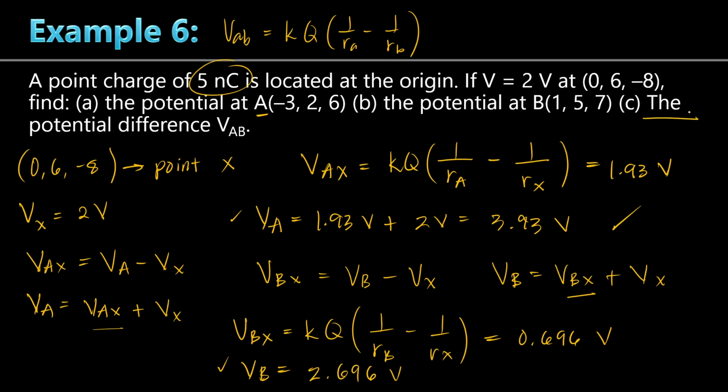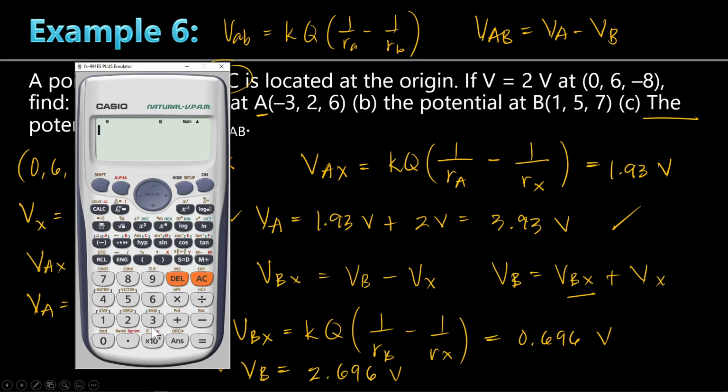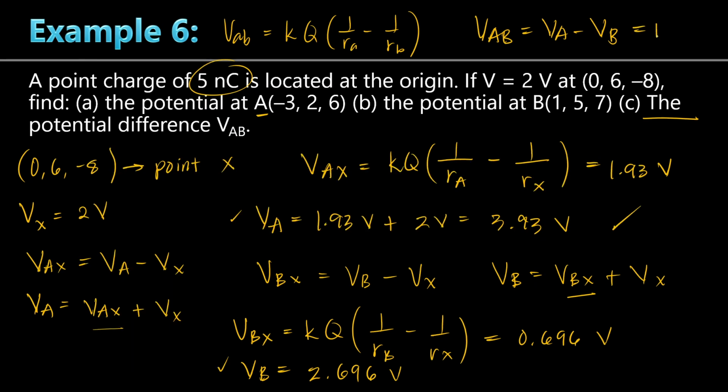And yung huling tanong, ano daw ang potential difference na VAB? Madali lang din yan. Yung VAB, equal lang siya sa VA minus VB. Diba? So, meron na tayong na-compute na VA, meron na tayong na-compute na VB. So, 3.93 minus 2.696. Ang sagot is, ayan, 1.234. Okay? So, this is 1.234 volts. That's it. Ganun lang po kadali. Diba?